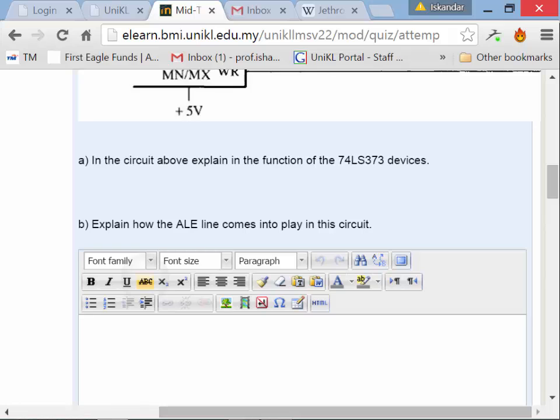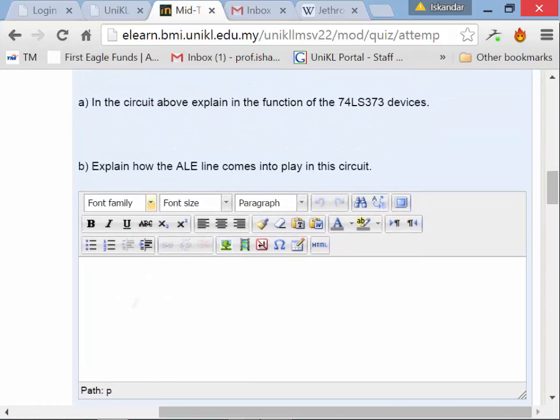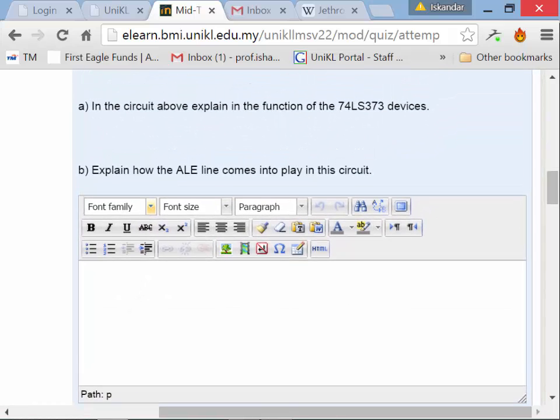Explain in this circuit above, explain the function. It latches the address. The ALE, how does this line come into play? It tells it when to latch the address. As you can see, there's a lot of questions on this memory interface. This is a big deal. This is probably the last one.